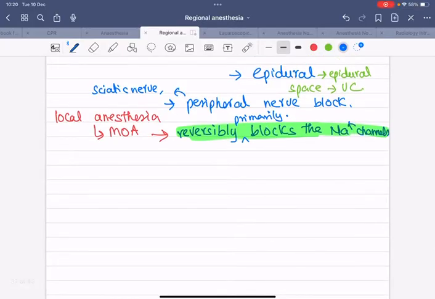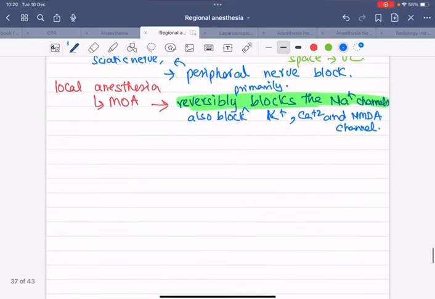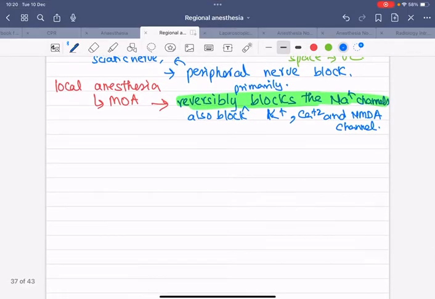But it can also block other positive ion channels like potassium, calcium and NMDA channels also. Please remember this point. This is a very important MCQ which you must remember. And when it blocks the sodium channels, it will block them from the cytoplasmic side, that is the inner part.